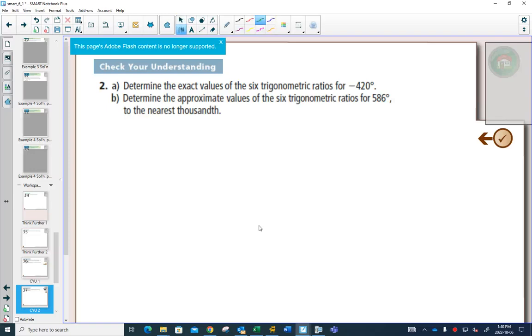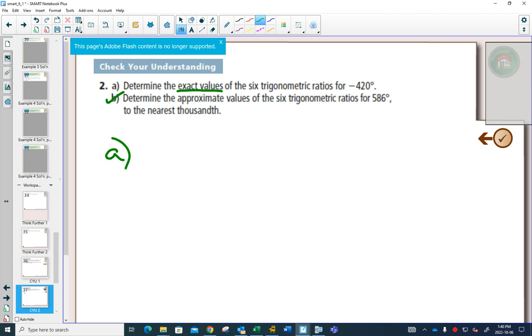So we had already done B, but we hadn't done A. The reason we hadn't done A is because the question said exact values, which means it's a non-calculator question, and most likely in this unit means you need your unit circle.